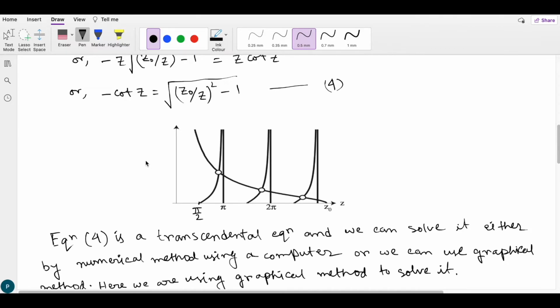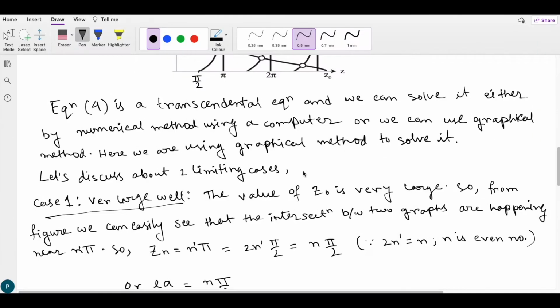How can we do that? Just draw the graphs for minus cot z and root over z naught by z whole square minus 1 on the same grid and look for the intersection points. So from here we can see that these are the intersection points. Let's discuss two limiting cases.